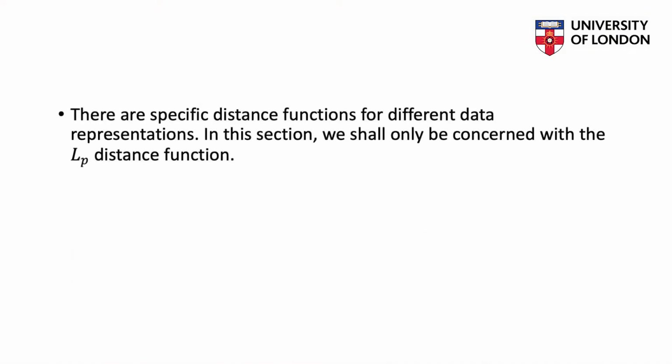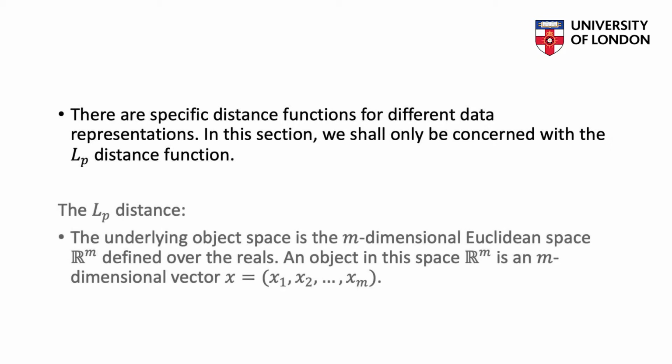There are specific distance functions for different data representations. In this section, we shall only be concerned with the Lp distance function. So we're going to look at the Lp distance function now. The underlying object of the Lp distance function is the space, which is the m-dimensional Euclidean space, R^m, defined over the reals. An object in this space is an m-dimensional vector.